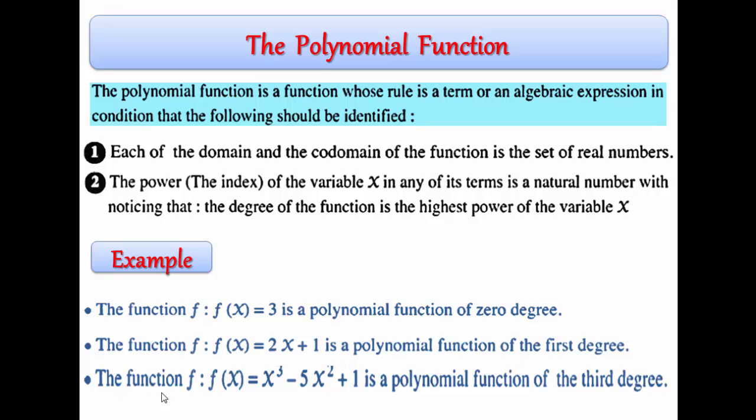And the last one, the function f of x equals x cubed minus 5x squared plus 1 is a polynomial function of the third degree. To find the degree of any function, you should find the highest power among the terms. The power here is 3, and here is 2, and here is 0. So the highest power is 3, so it is of the third degree.